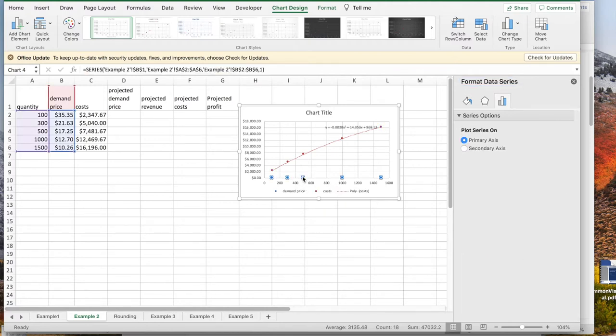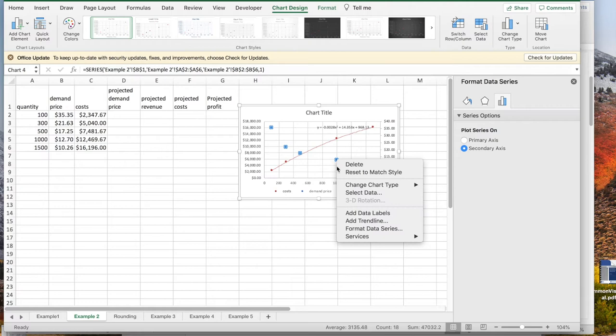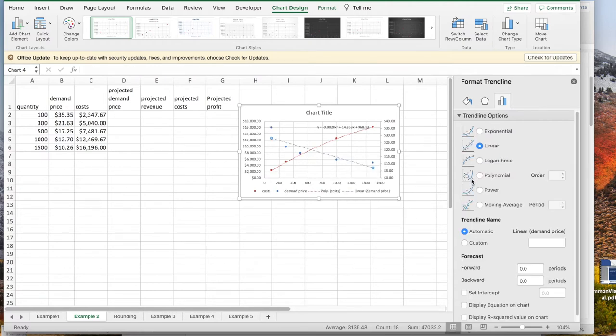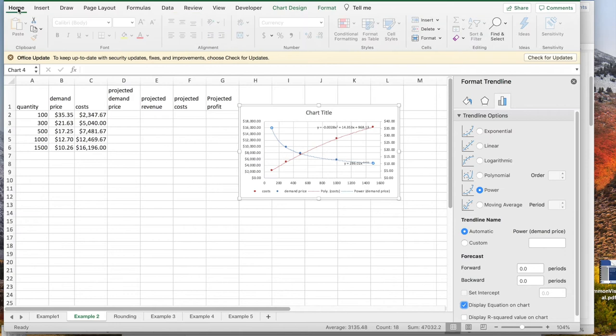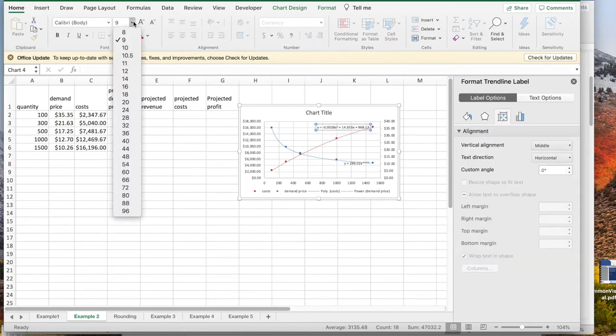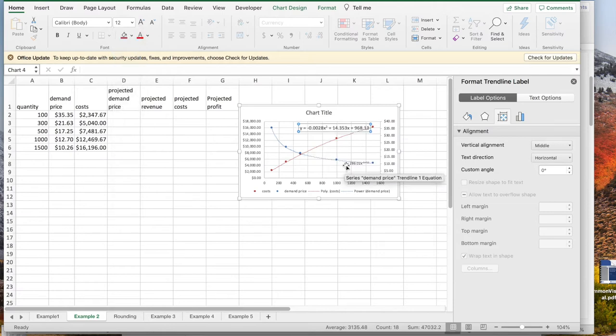I'm going to do the same thing for the demand price, except that's such a small number, I'd like to go to a secondary axis so I can see the demand price. And I was told that should be a power function. So I'm going to add it as a power function. I'd like to display the equation on the chart. As I always do, I'm going to go to the home screen and look at each of my formulas and make them 12 points so that they're easier to read.